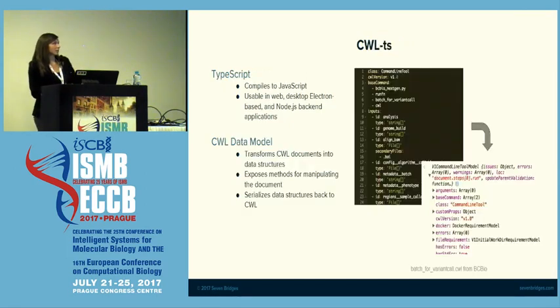So the data model is in TypeScript, which compiles to JavaScript or can be used as TypeScript. Many of you know that JavaScript is now absolutely ubiquitous. So you have mobile apps, you have desktop apps such as the Rabix Composer, backends in Node, web applications. So you can pretty much use this anywhere. It transforms the CWL document into a JavaScript object that exposes methods for manipulating the object and then can be serialized back into valid CWL.